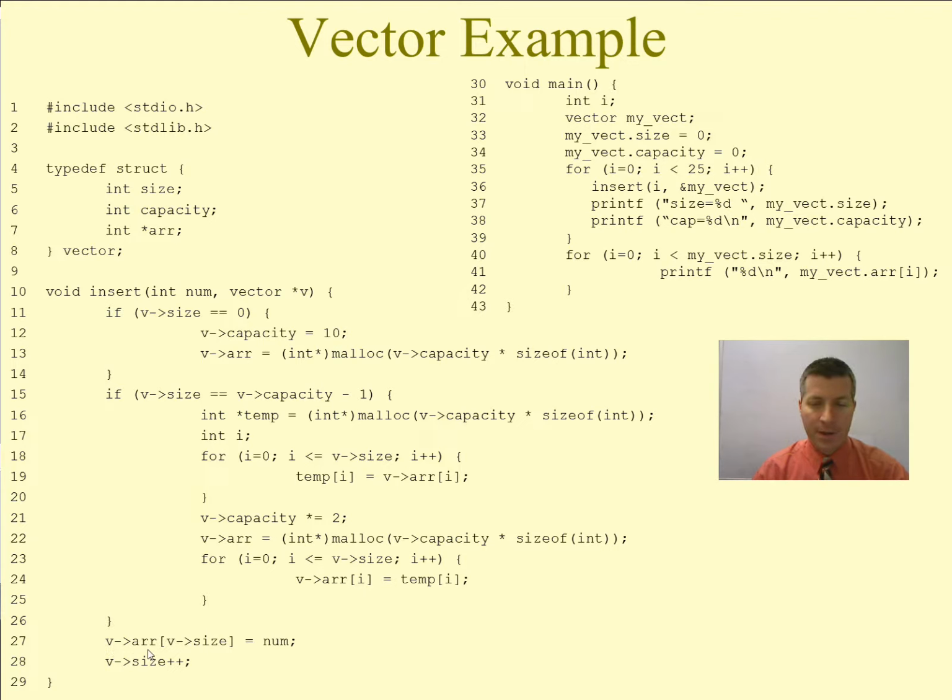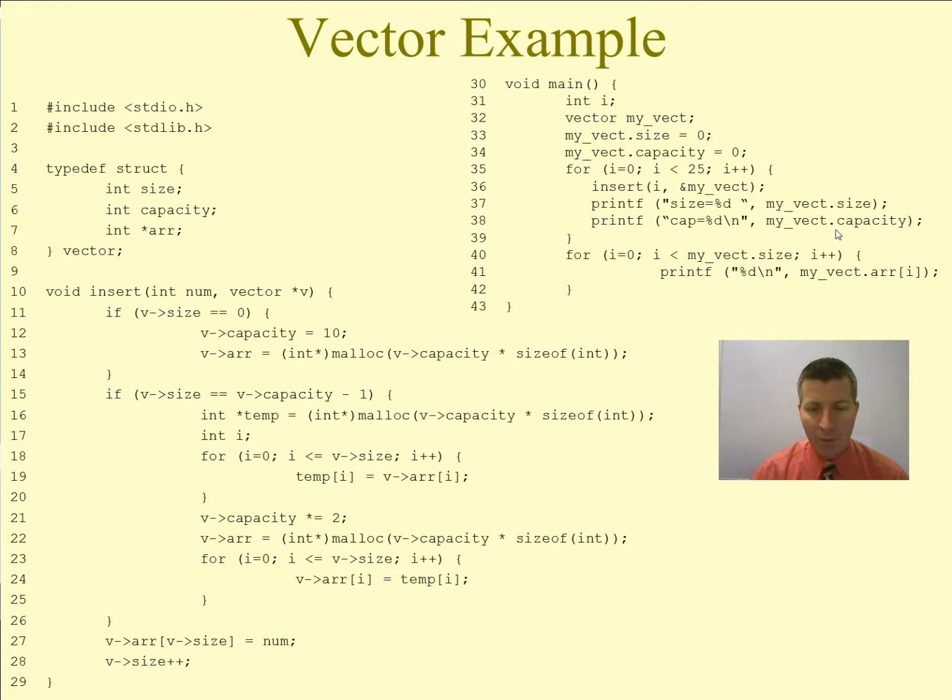Down here, I just say v arrow ARR sub v arrow size. Well, that's 0 at this point, and it is going to get whatever value was passed in as the first parameter, num. And you see I increment my size then, because now I've added an element into my array. So I just continue calling this insert function over and over again. Your size is going to continue increasing each time that you do it. Your capacity is going to stay the same until you get up to adding your ninth element into it.